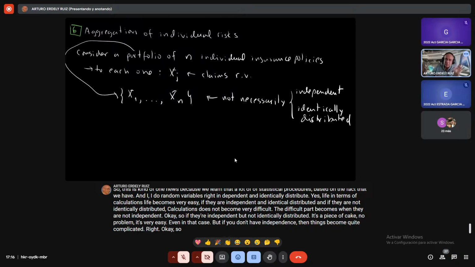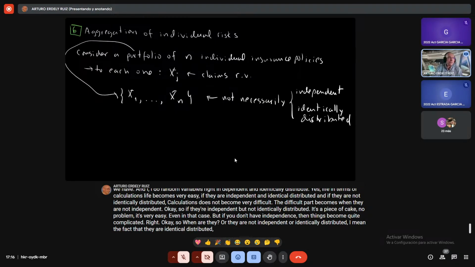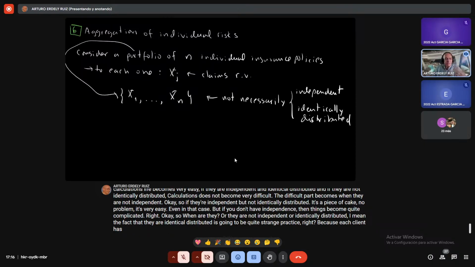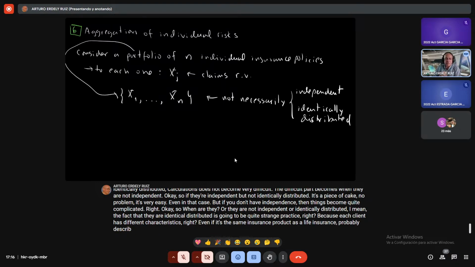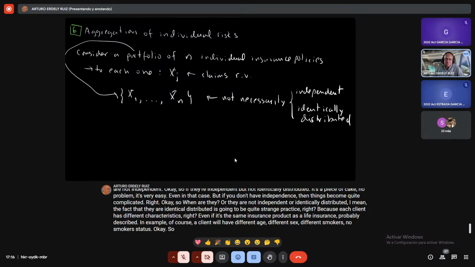Okay, so when are they or they are not independent or identically distributed? I mean, the fact that they are identically distributed is going to be quite strange in practice, right? Because each client has different characteristics, right? Even if it's the same insurance product, as the life insurance product we described in the example, of course, each client will have different age, different sex, different smoker, no smoker status, okay? So they are never going to be identically distributed, okay?